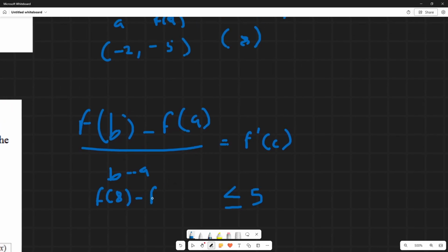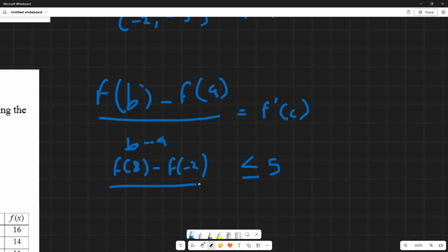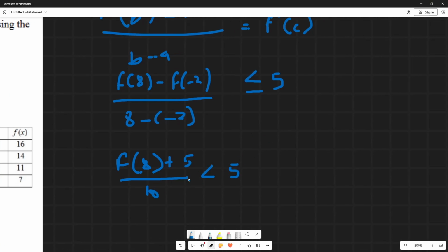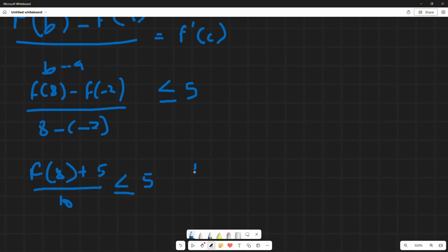minus f of negative 2 over 8 minus negative 2 less than or equal to 5. And then we know that f of negative 2 is just negative 5, so f of 8 plus 5 over, and then 8 minus negative 2 is just 10, over 10 less than or equal to 5. And then what I'm going to do is multiply both sides by 10. f of 8 plus 5 is less than or equal to 50, sorry.